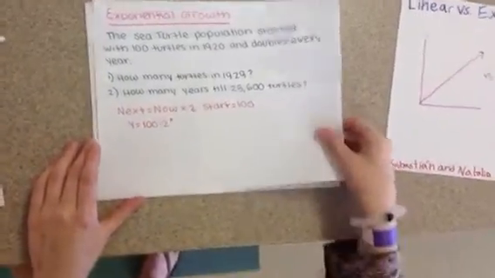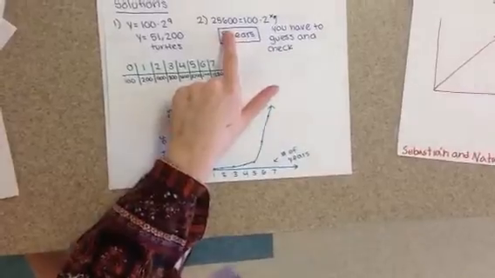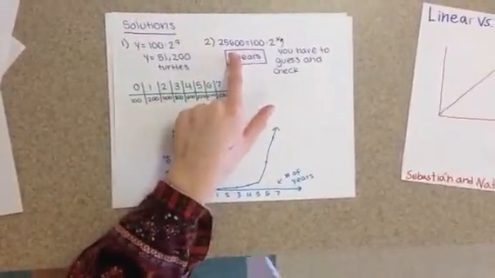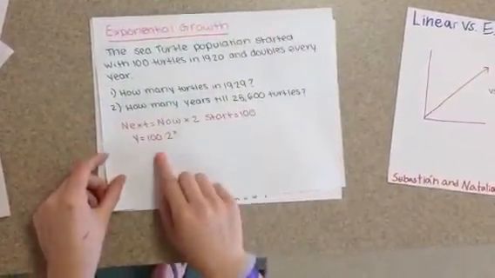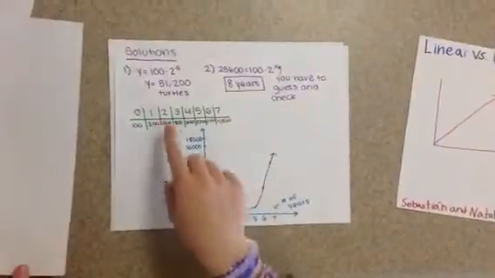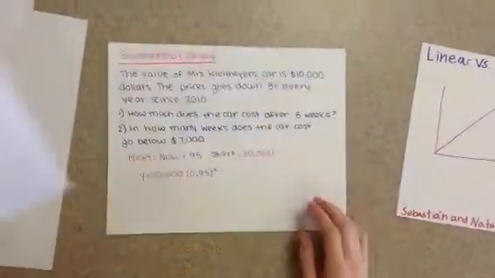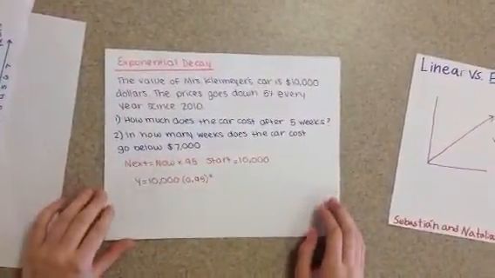And for our second question, it was in how many years till 25,600 turtles. And we plugged it in for y, and it was a guess and check problem, so we got 8 years. Here was our next equals now and our explicit equation, and then here was our table and our graph. The last one is exponential decay.